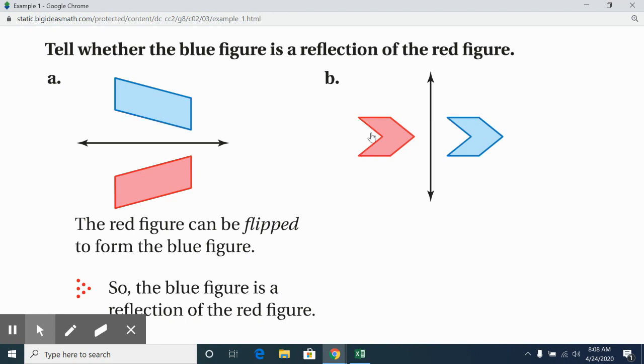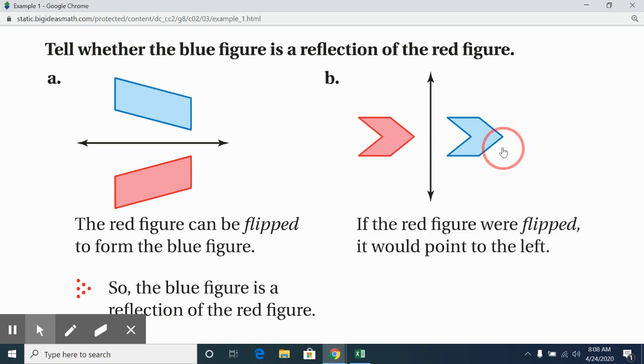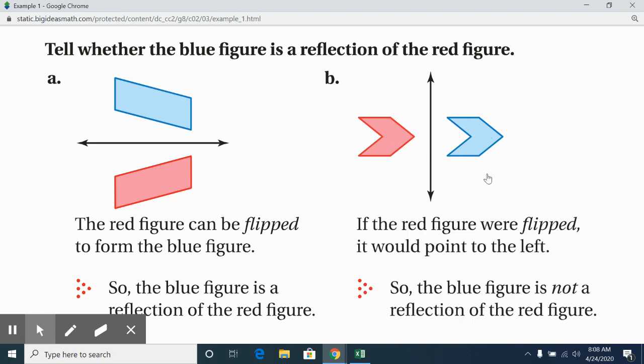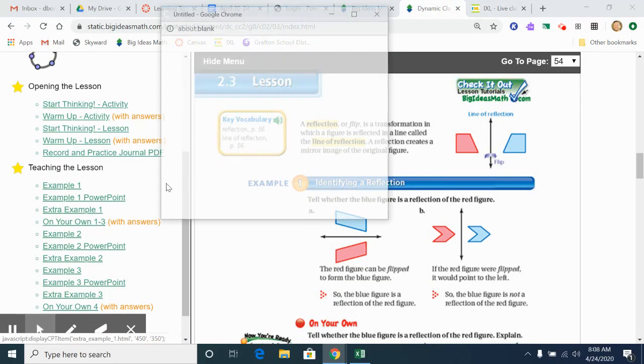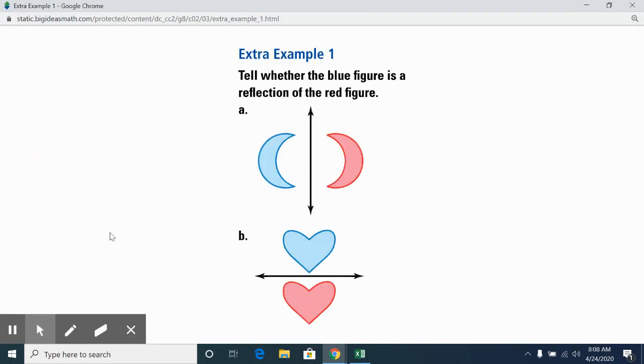For B, if I take this and I flip it over this line of reflection, this arrow would actually be facing the other way, right? So this is really a translation. This is just a slide from here to here, so that's not a reflection. Let's try an extra one quick. Hopefully you can figure this out. So A would be a reflection and B would not be, because that's a translation there.